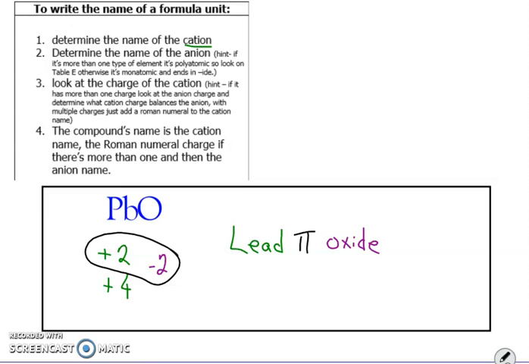So I'm going to put in the Roman numeral. So it's going to be lead(II) oxide. The compound's name is the cation name, Roman numeral if it's needed, and then the anion name. That's why I left a little space. If you don't need the space, you can squish them together if you want, but it's not really that necessary.